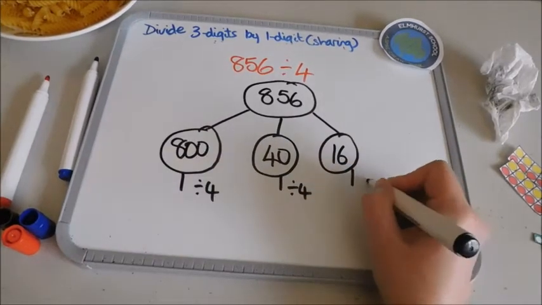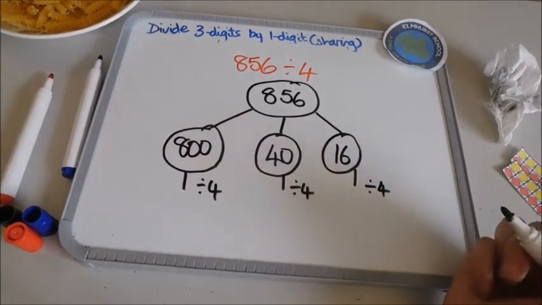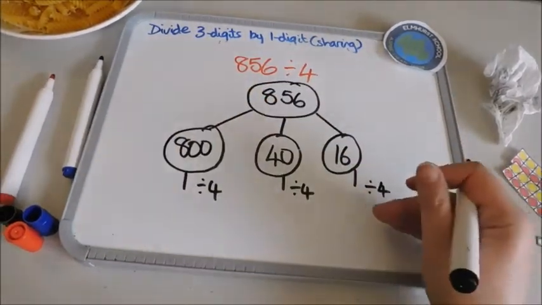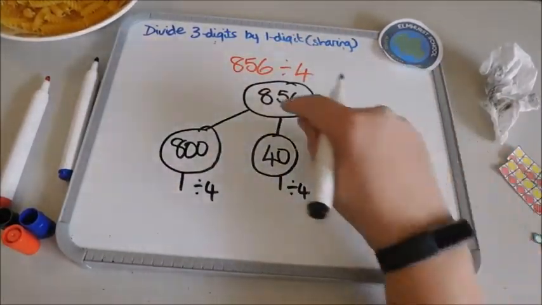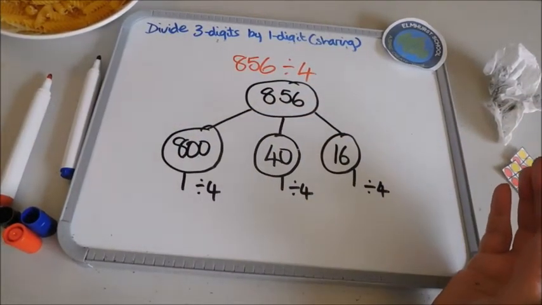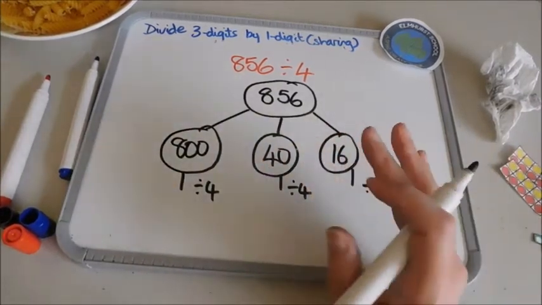So it is important that we know our times tables so that we are aware that we can actually do this. We don't have to just partition it hundreds, tens, ones. We can actually partition it in any way that we wanted to make life easier. And I'll show you another way in a minute again.